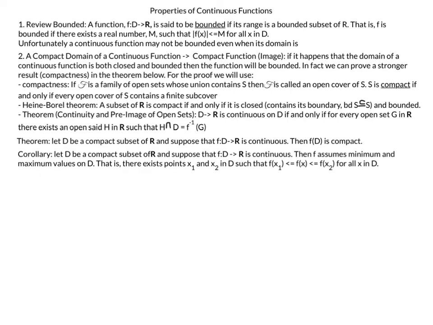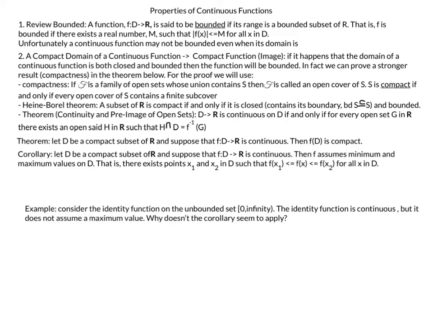A corollary: if D is a compact subset of R and F is continuous, then F assumes minimum and maximum values on D. That is, there exist x1 and x2 such that f of x1 is less than or equal to every other f of x, which is less than or equal to f of x2, for all x in D. Let's look at an example.